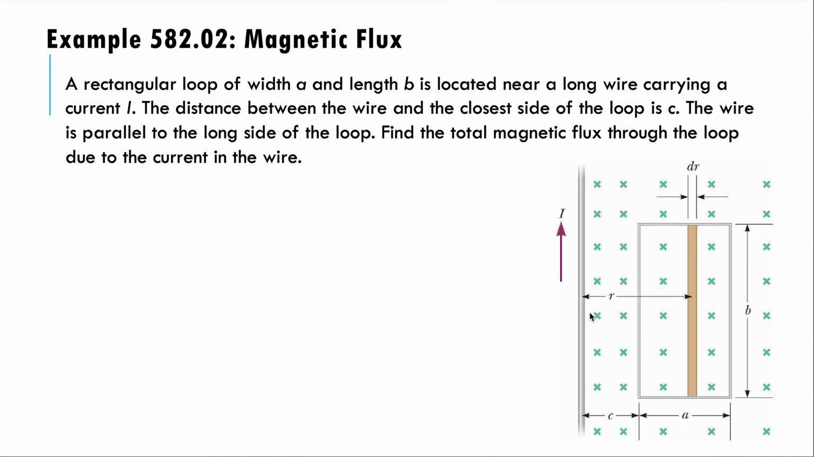In this video, I'd like to go over the second example of v582 on magnetic flux. In this example, we have a straight current-carrying wire with the current going up, and we have a loop to the right of it, a rectangular loop. We want to find the flux through this loop due to this wire.